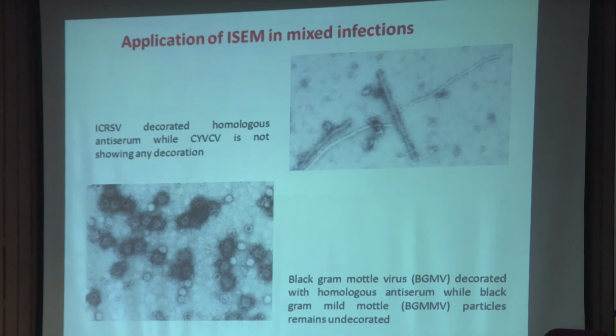The other virus is the black gram mild mottle virus. It is still an uncharacterized virus. We have not characterized this particular virus. But this indicates that with immunosorbent electron microscopy you can detect very clearly two different viruses using the antibody.